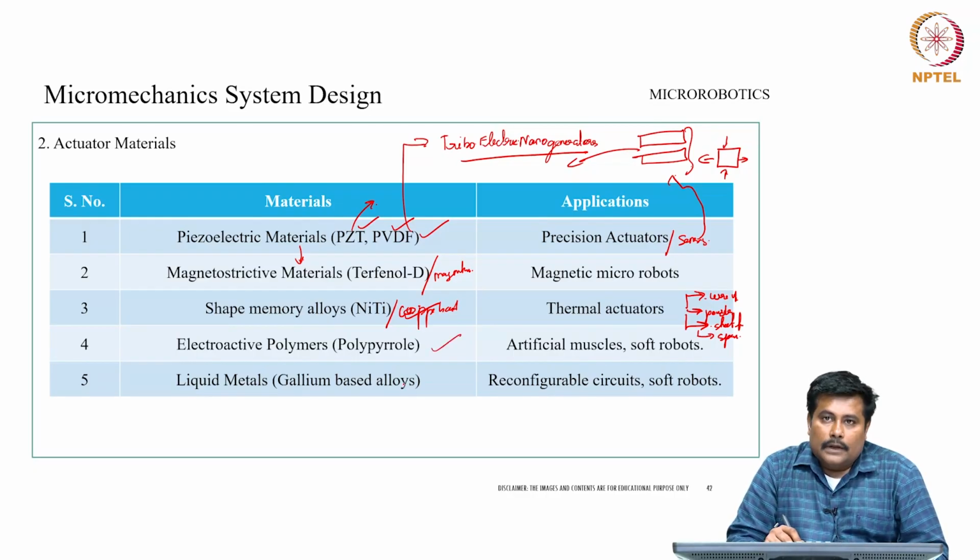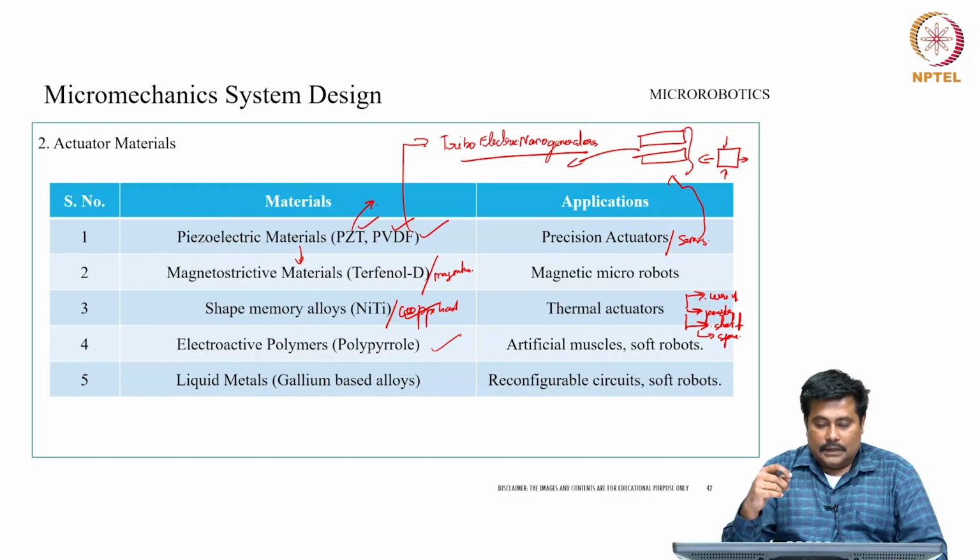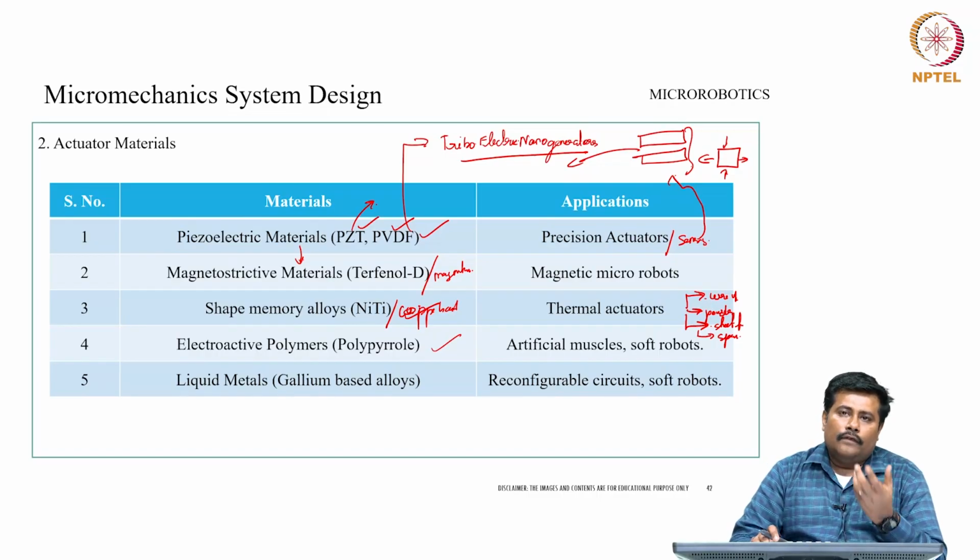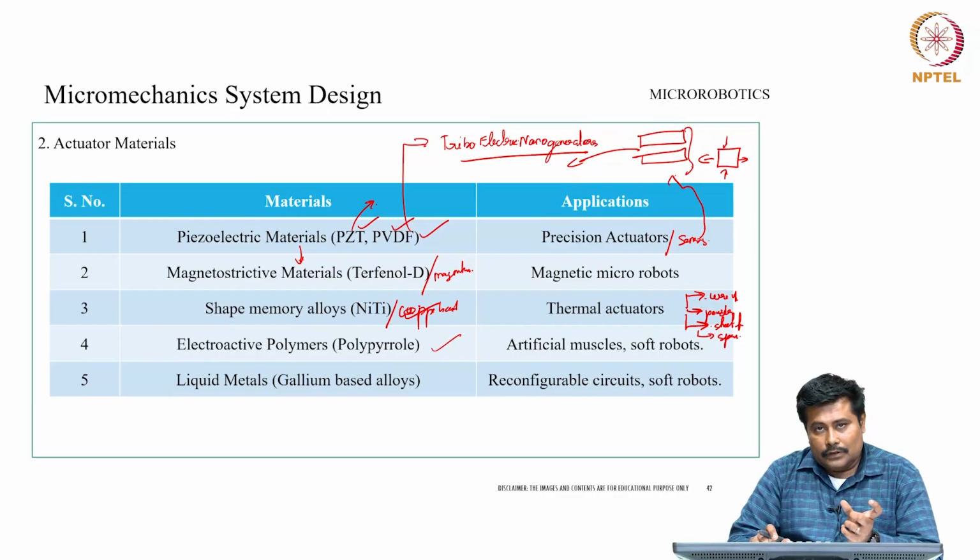The next important material is the electroactive polymer, for example polypyrrole. These electroactive polymers are efficiently used for artificial muscle generation or soft robotic structures. By appropriately incorporating these electroactive polymers, we get a flexible actuator, and these flexible actuators are efficient enough to create a certain amount of actuation.